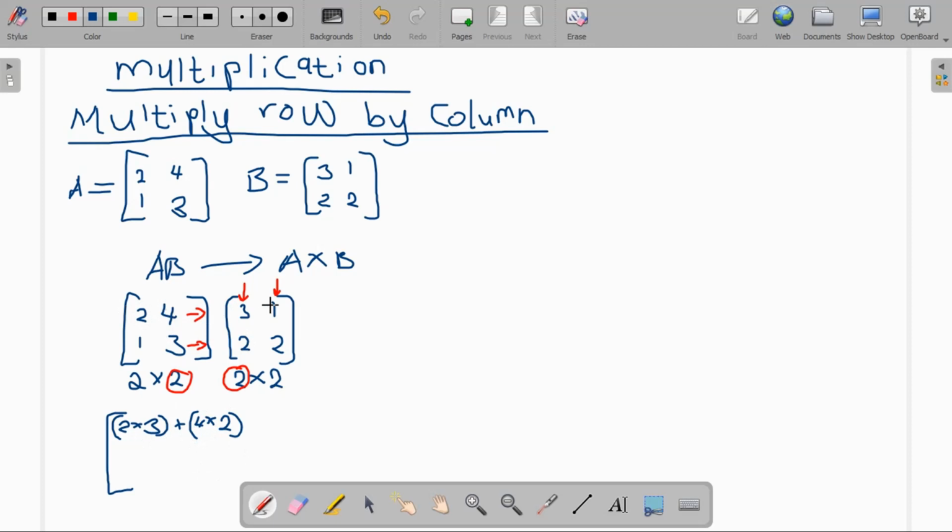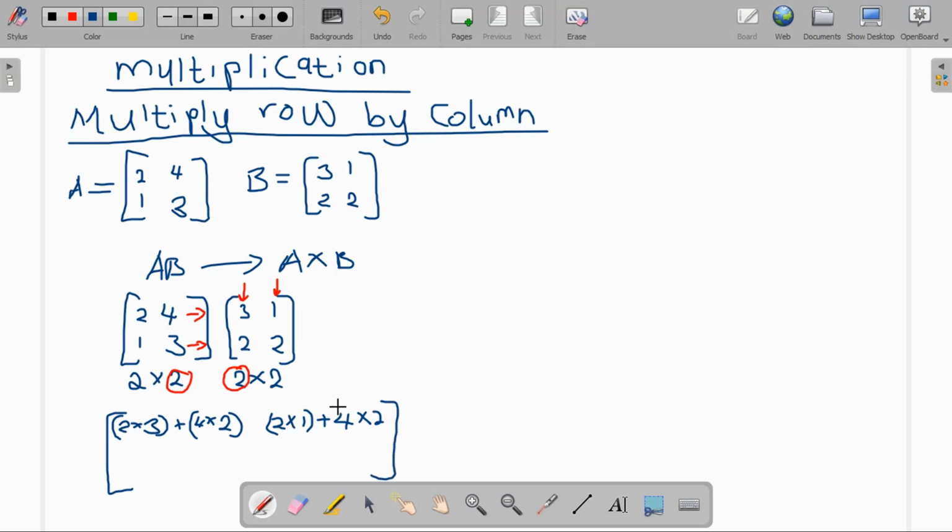Again, there's the same row, another column beside, so it's 2 times 1. We don't have to add here because we have started with another column. So we are on this row and then we are going to another column, so it's 2 times 1 in brackets, plus 4 times 2, so 4 times 2.